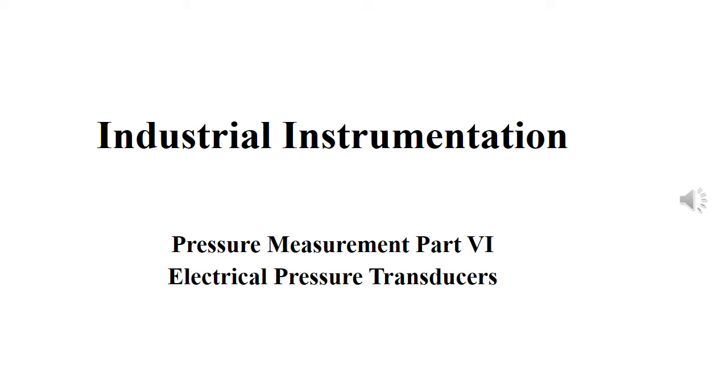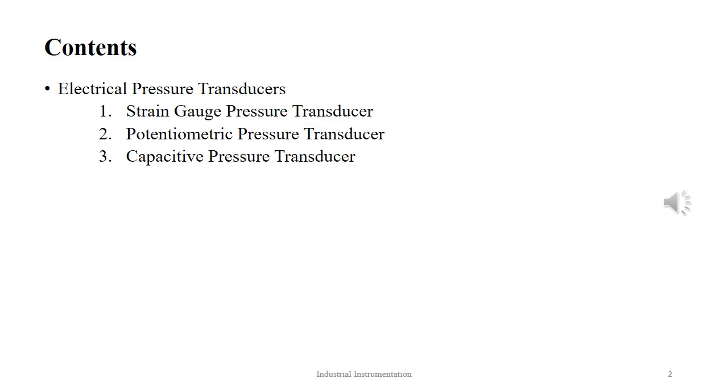In this tutorial on industrial instrumentation, we will talk about pressure measurement part 6 and we will talk about the electrical pressure transducers. The topics that we'll cover in this tutorial are strain gauge pressure transducer, potentiometric pressure transducer and capacitive pressure transducer.